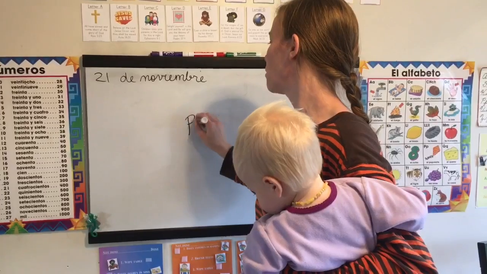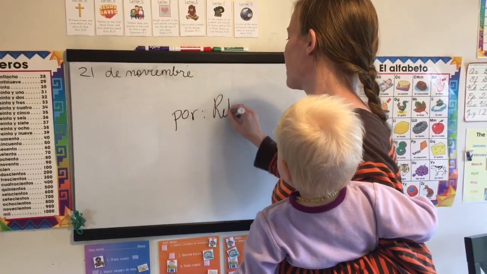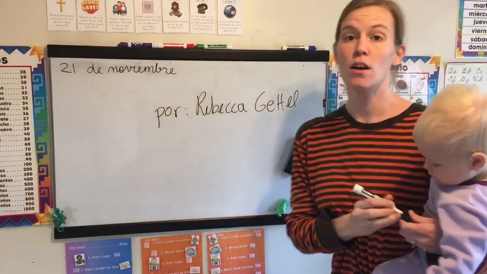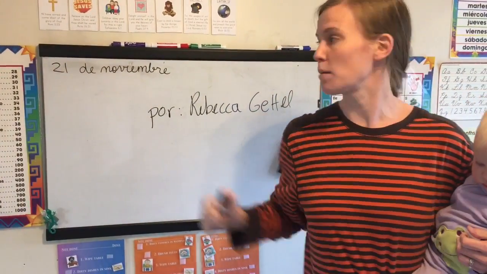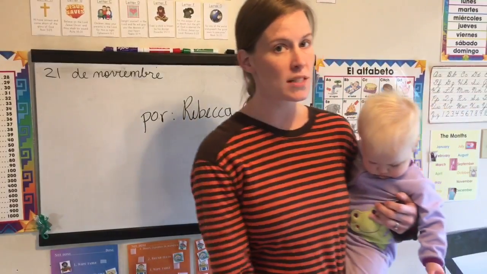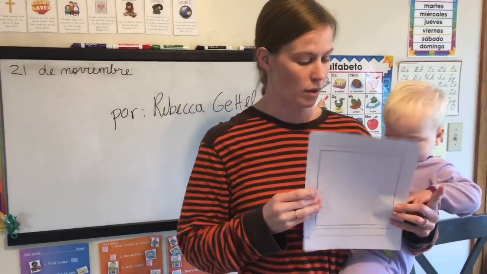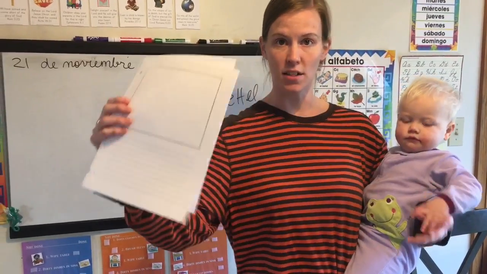And in Spanish, to say it's by somebody, you'd say por. So I would say por Rebecca Guerrero, to say who wrote the story that I'm about to write. Now, because you haven't written your story yet, you don't do your title page first. You save that till last. So I'm going to go ahead and stick it behind here, okay?